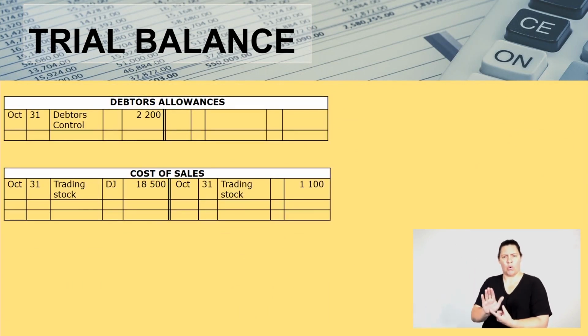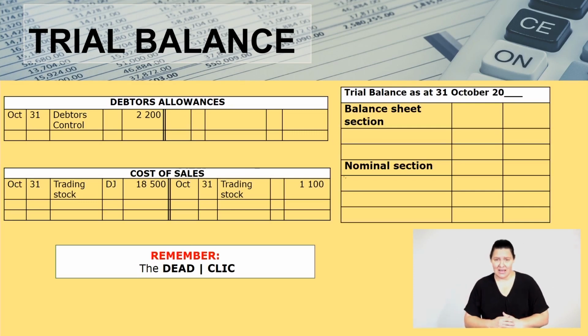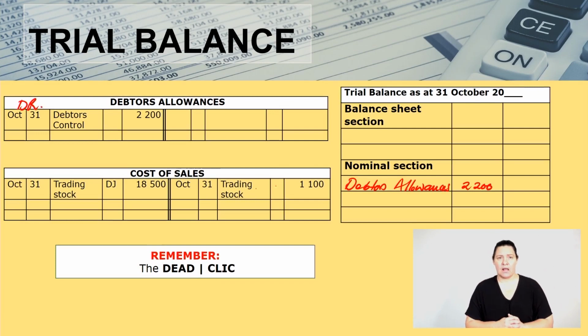How would I show my debtors allowances? All right, remember the debt click. Okay, so when I come here, they are now going in the nominal accounts section. I'm going to come here and I'm going to now say debtors allowances. All right, so you can see my debtors allowances are on the debit side. So I'm going to come here and I'm going to say 2,200. And then with my cost of sales, I simply have to close the account.